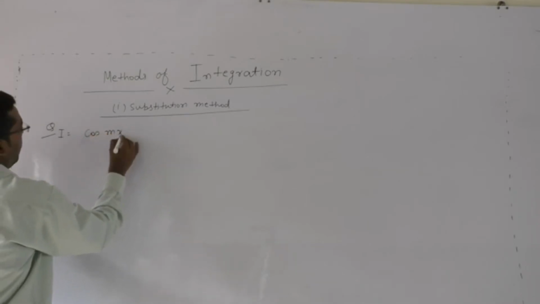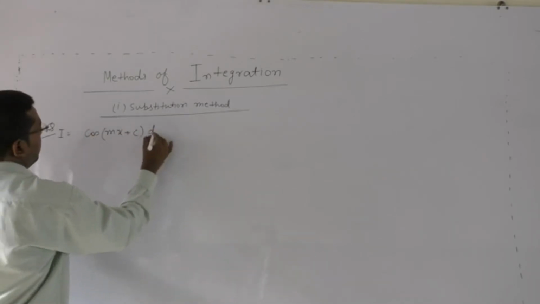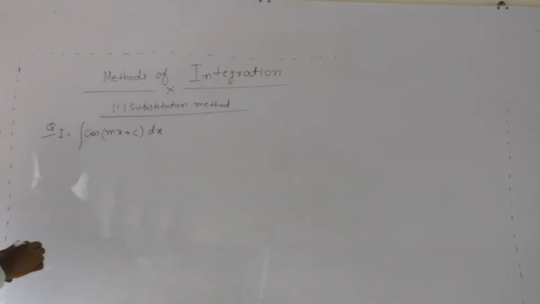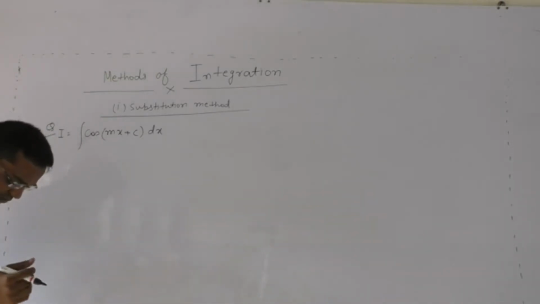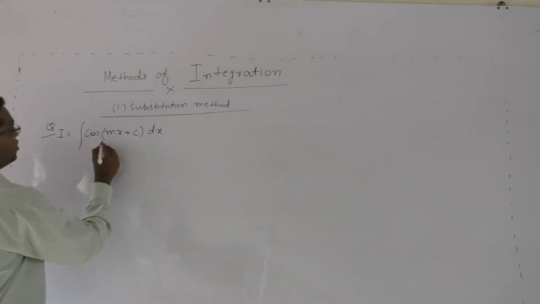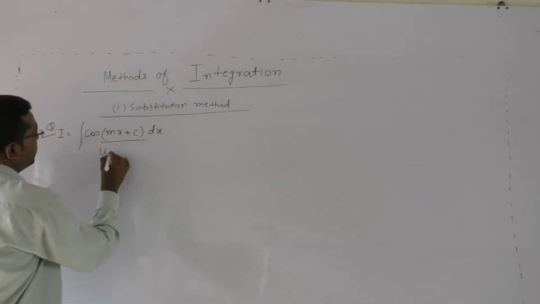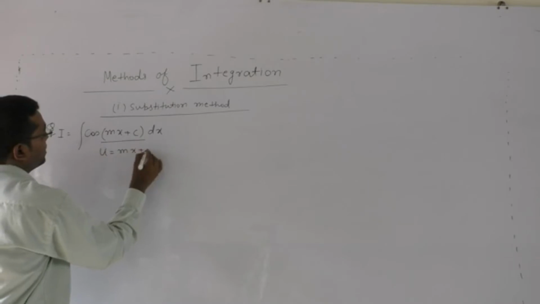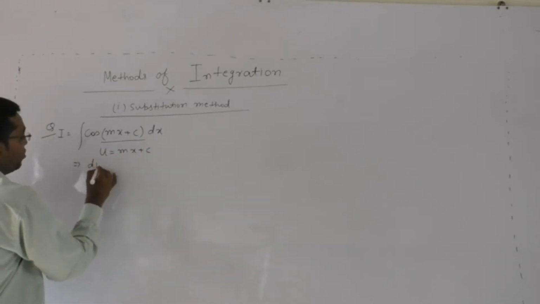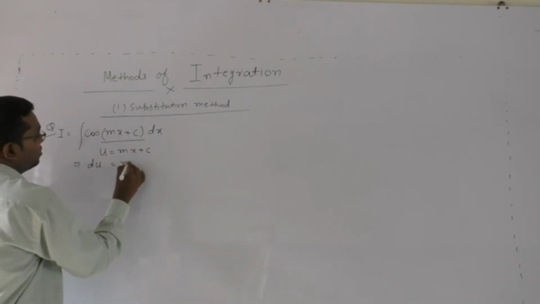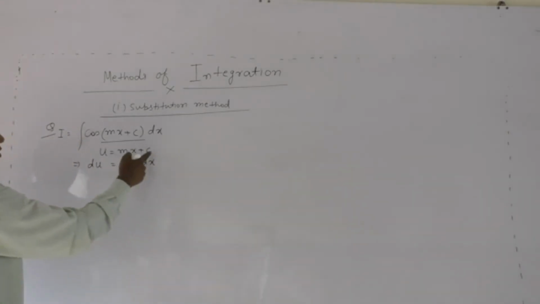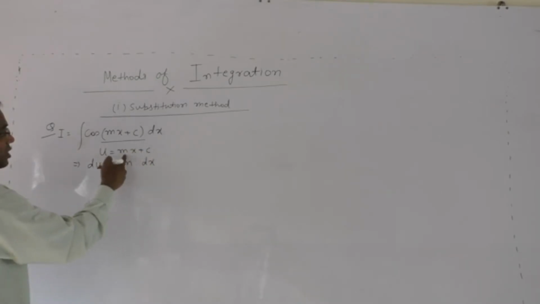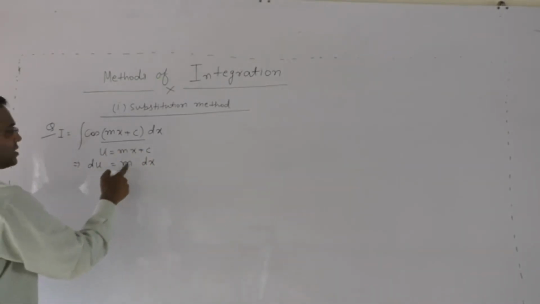Cos mx plus c dx. Suppose we have to integrate this function where m and c are some constants. So what we can do here, we can assume this as some other variable u equals to mx plus c. Differentiating both sides, we will get du equals to m into dx, because c is a constant, that differentiation will be 0, m is a constant, that will come out, and dx by dx, that is 1.